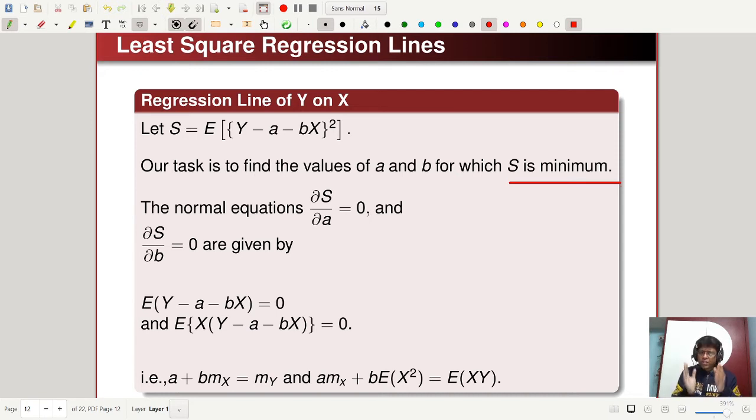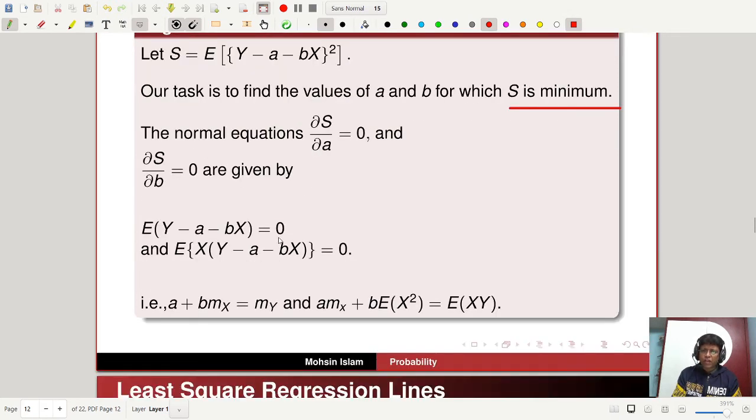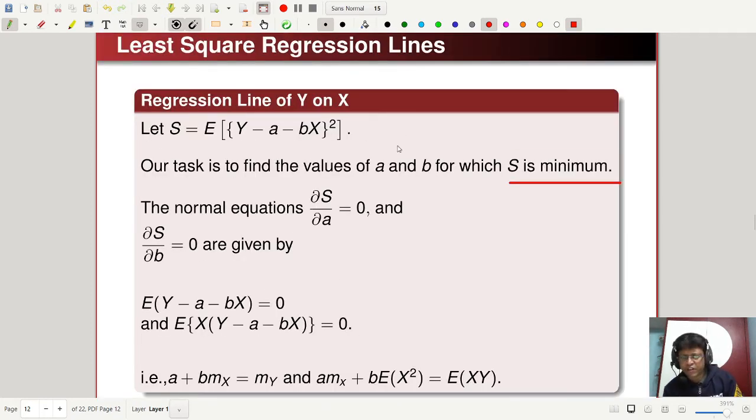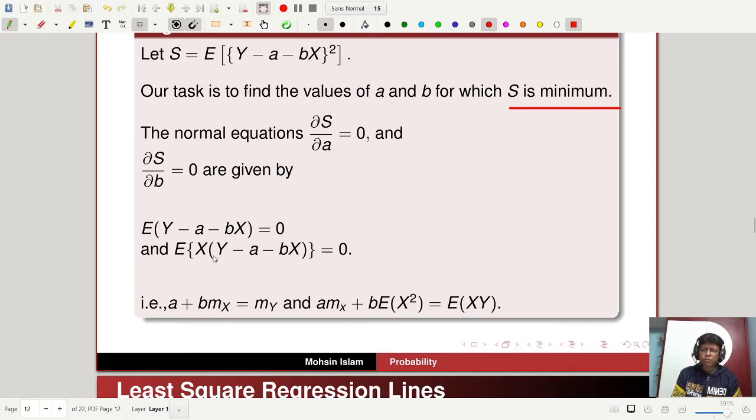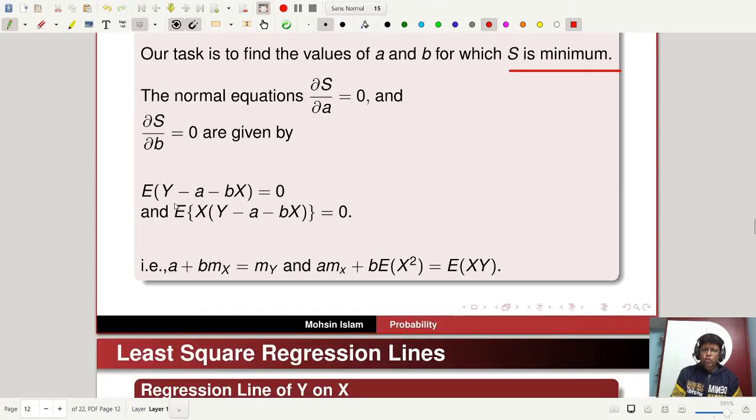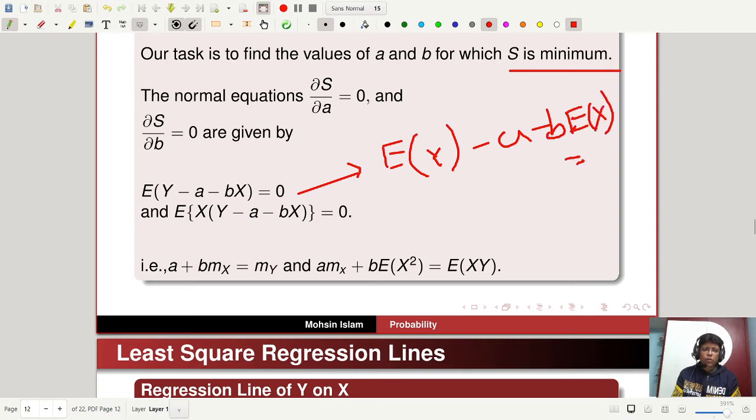Okay, clear? So what is your task? In the principle of least square, your main task is to find the parameters a and b for which S is minimum. So what are the normal equations? ∂S/∂a = 0 and ∂S/∂b = 0. If you apply ∂S/∂a = 0, by simple partial differentiation that will give you E{Y - a - bX} = 0, and E{X(Y - a - bX)} = 0 for the other. If you expand, this can be written as E(Y) - a - bE(X) = 0. So you have a + b mx = my. You have to write like this.